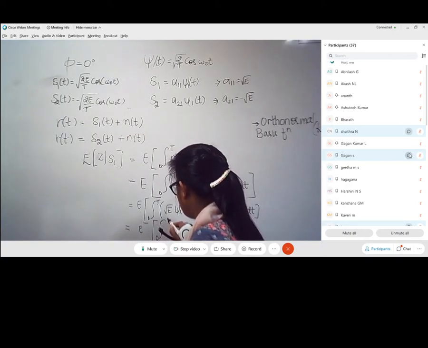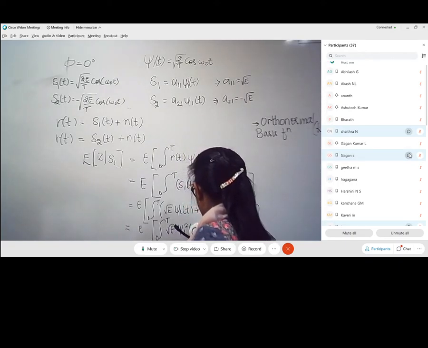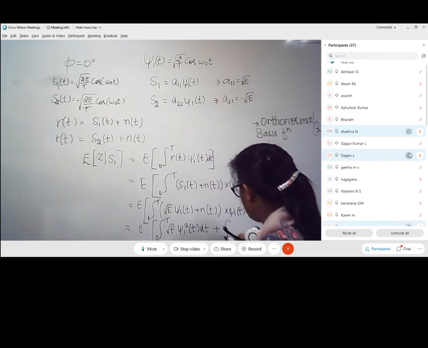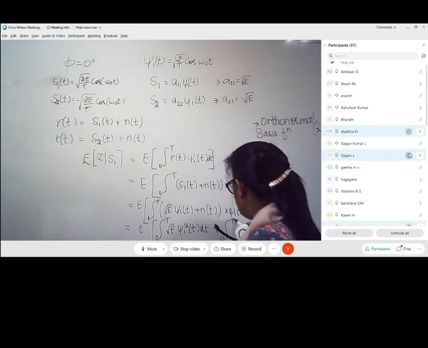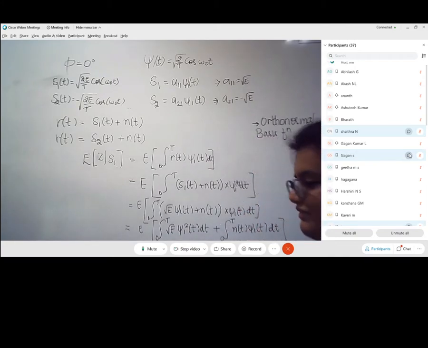This is integral 0 to T of root E times xi1 squared of t dt, plus integral 0 to T of n of t times xi1 of t dt. If you take the expected value, the second term will vanish, because the cosine, when integrated over one symbol period, should always yield 0, since it has an equal number of cycles.